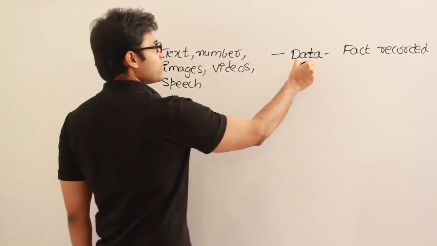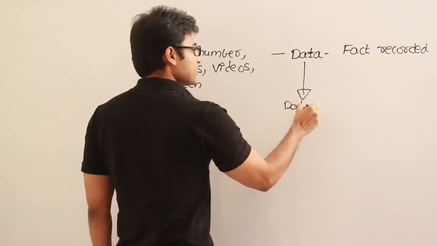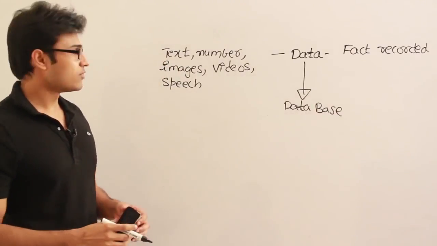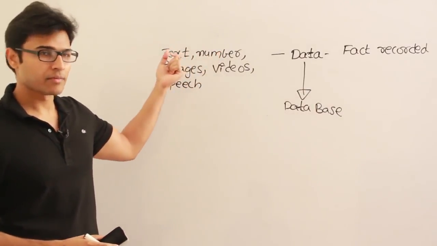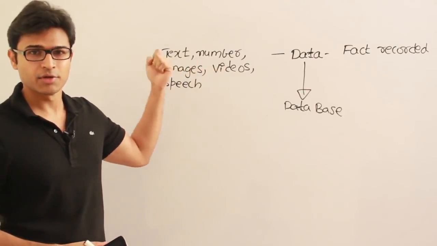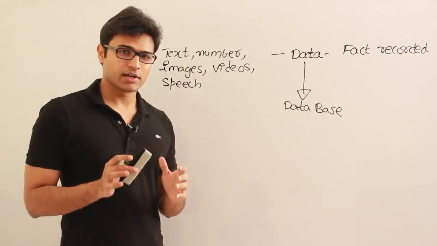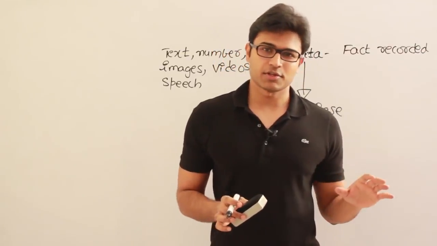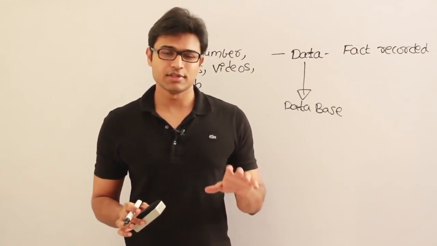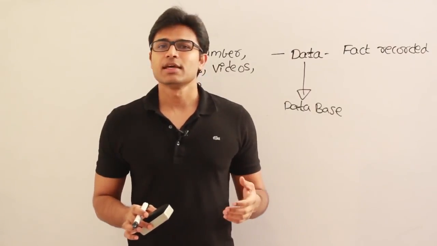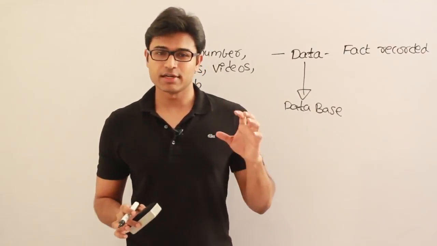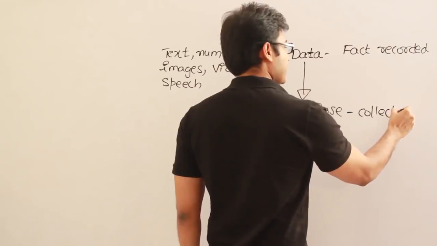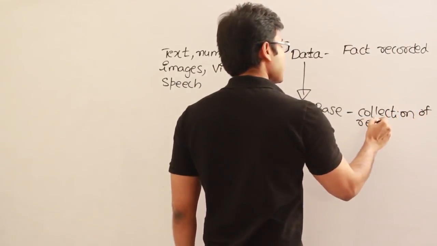And then from this we are going to define database. So a database is a collection of related data, which means if you take a collection of text, or a collection of numbers, or a collection of images, or a collection of videos, they are all called a database. According to the definition of this course, whatever these terms are, they have various definitions. You can find them on the internet, but coming to this course, these are defined this way. So a database is a collection of related data.